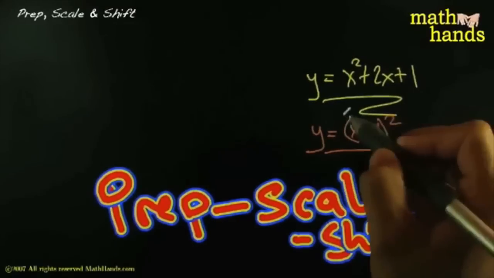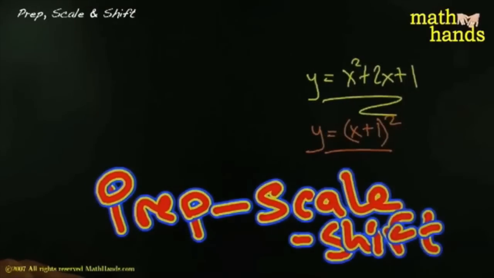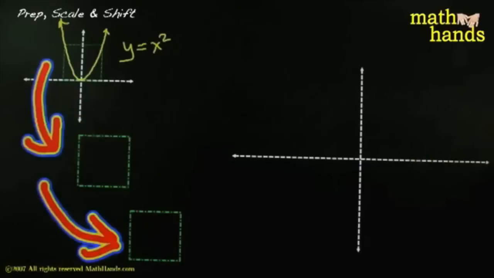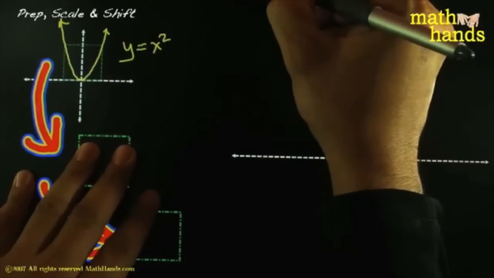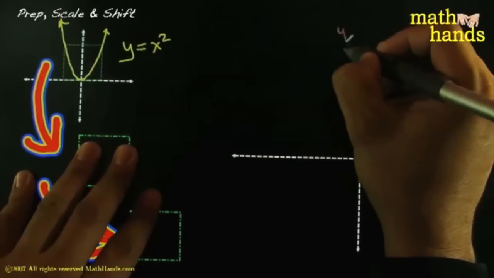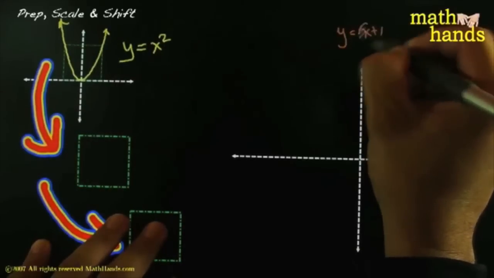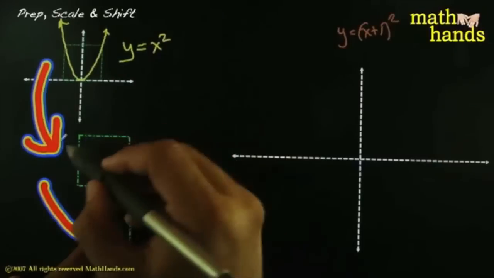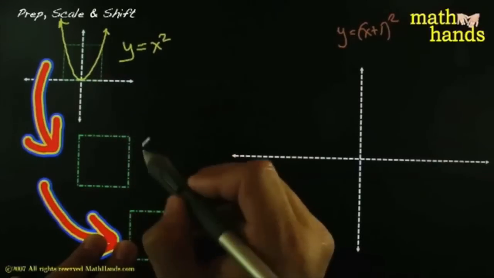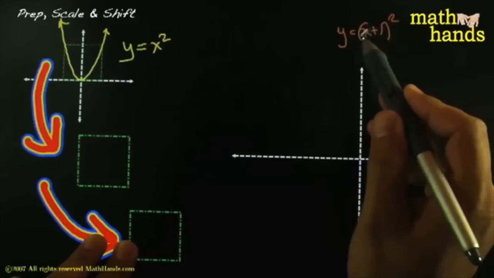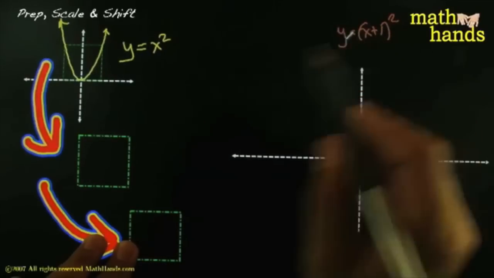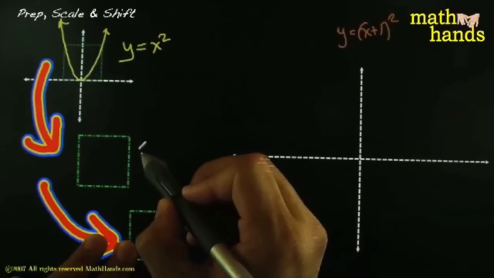So just for fun, let's graph this one. We have a blank x squared graph here. The idea would be to go like this. You say to yourself, all right, I want to graph y is equal to x plus 1, the quantity squared. We're going to do the scale and shift. First of all, there's no scaling here because there are no coefficients in front of the x, there are no coefficients in front of the y. So there's no scaling.